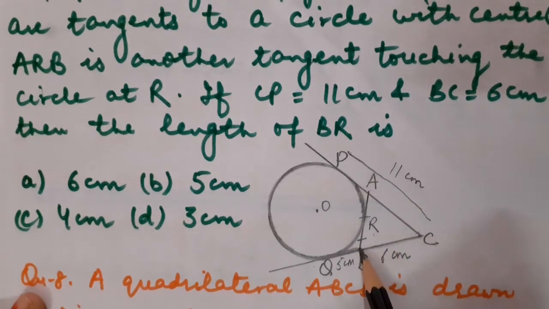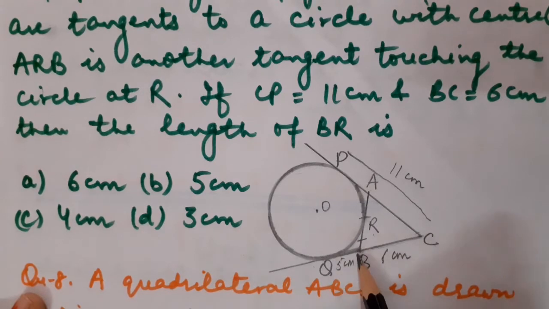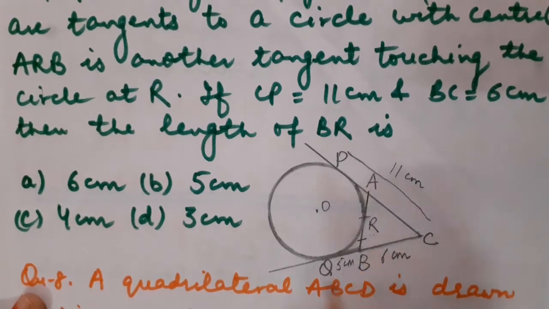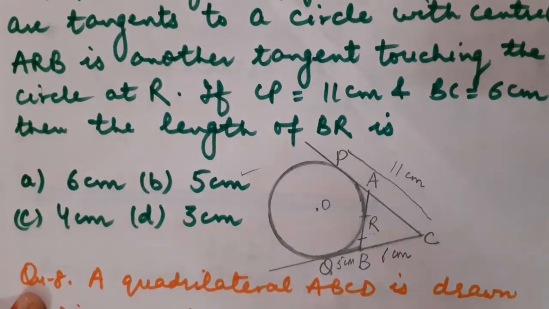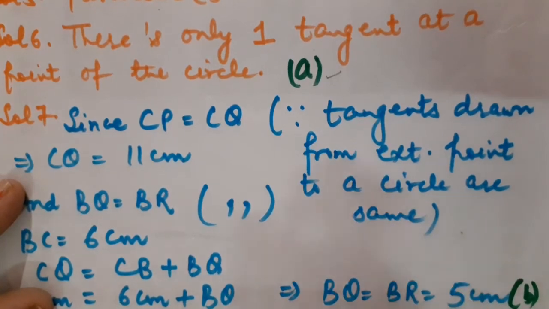Now you know that B is also the external point. So BR must be equal to BQ. So if BQ is 5 centimeter, then BR must be 5 centimeter. So which one is the right option? Option number B. Now understand it through this written proof.